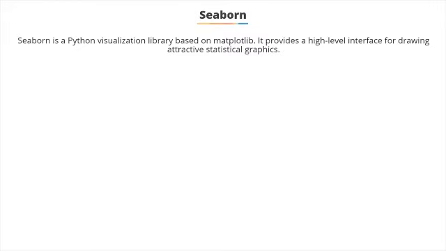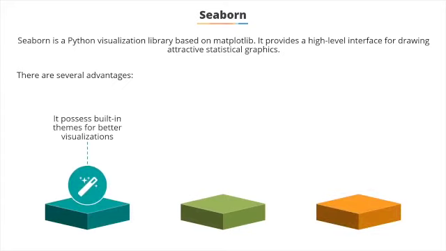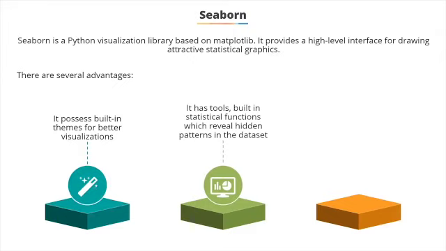Seaborn is a Python visualization library based on matplotlib. It provides a high-level interface for drawing attractive statistical graphics. It was originally developed at Stanford University and is widely used for plotting and visualizing data. There are several advantages. It possesses built-in themes for better visualizations. It has built-in statistical functions which reveal hidden patterns in the dataset. It has functions to visualize matrices of data, which become very important when visualizing large datasets.